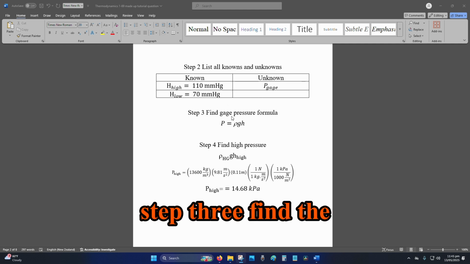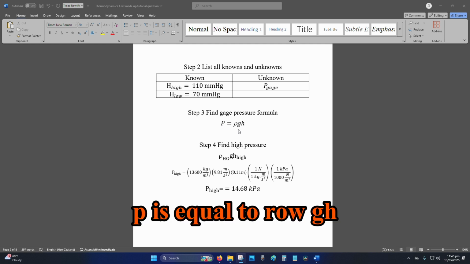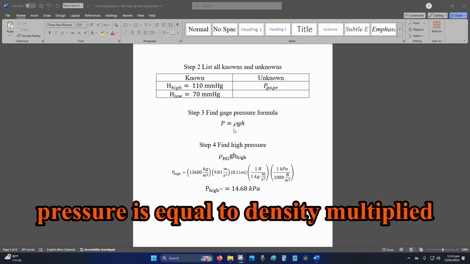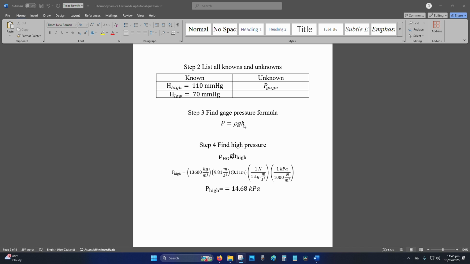Step 3, find the gauge pressure formula. P is equal to rho gh. Pressure is equal to density multiplied by gravity multiplied by height.